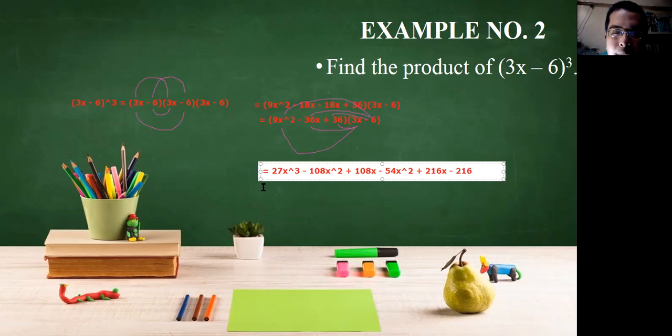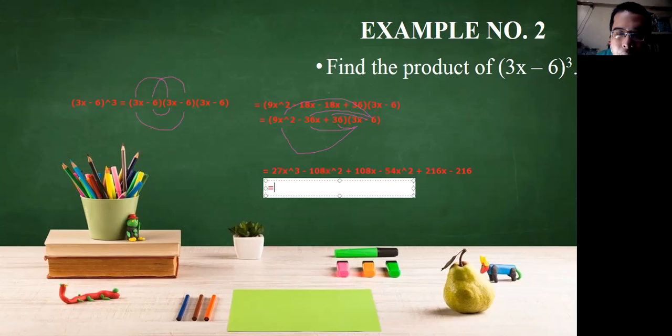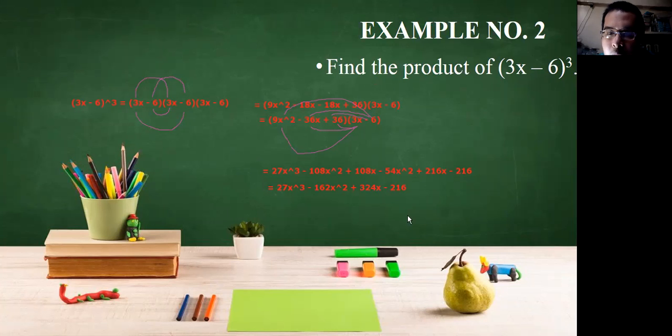Okay, so we're going to combine similar terms. So using the FOIL method, this will be 27x cubed. Negative 108 minus 54, so just add. So this will be negative 162x squared. Plus 324x, and then minus 216. Okay, this will be the answer.